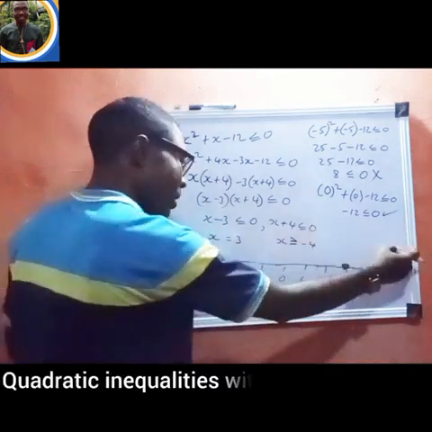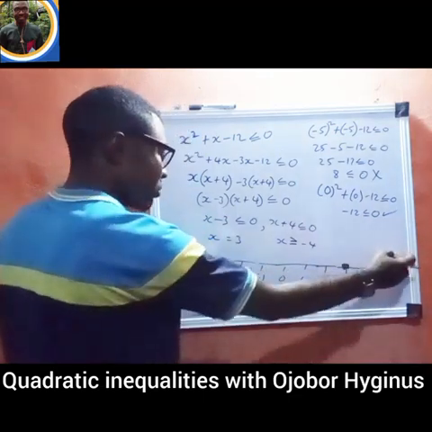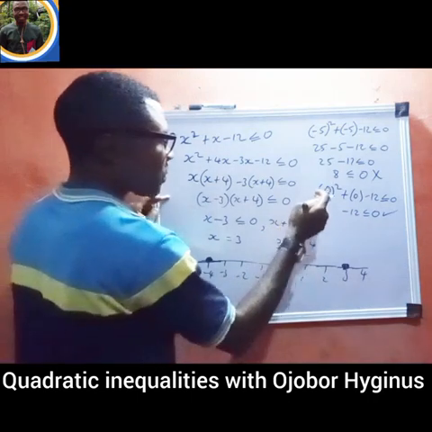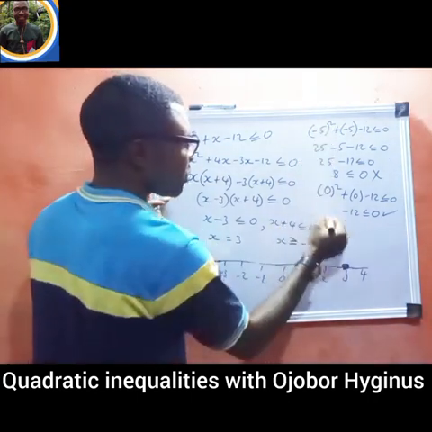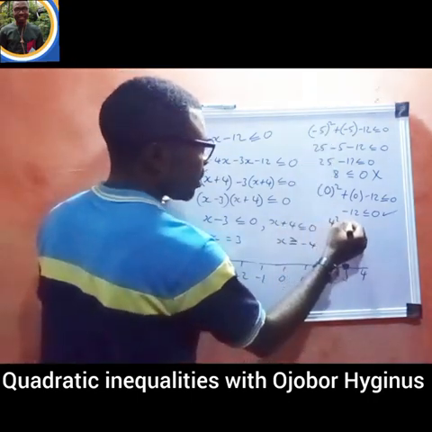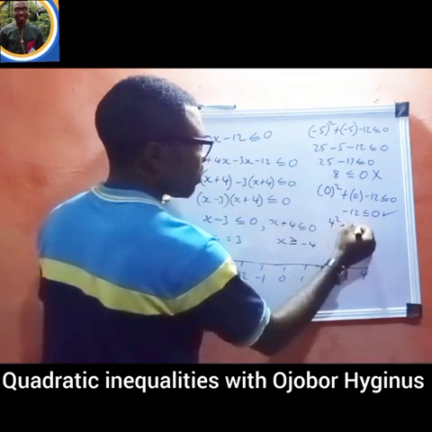Then let's check this other region. 4 is in this region. If I substitute 4, I have 4 squared plus 4 minus 12.